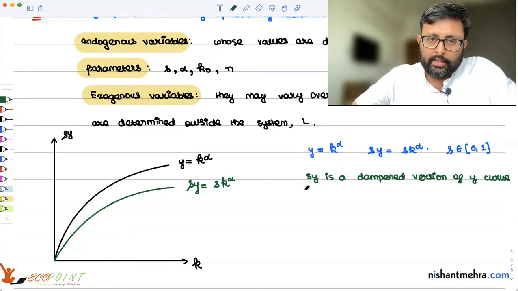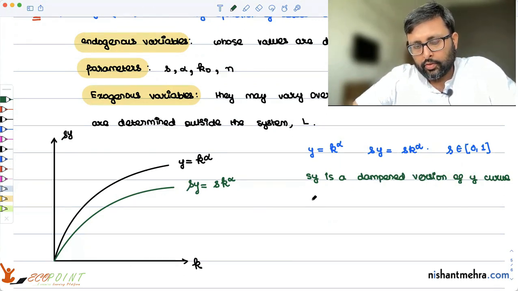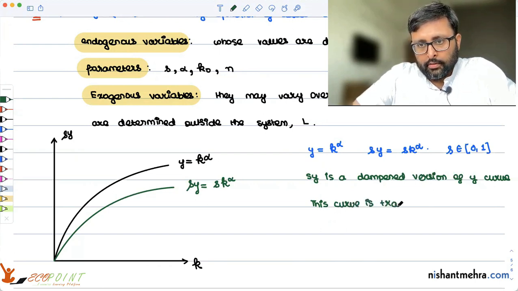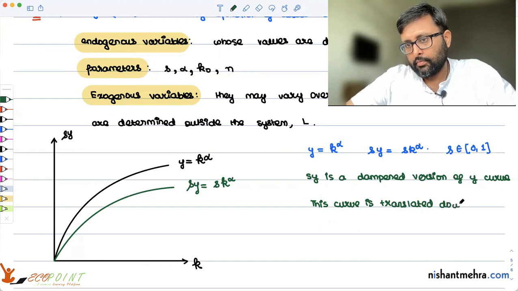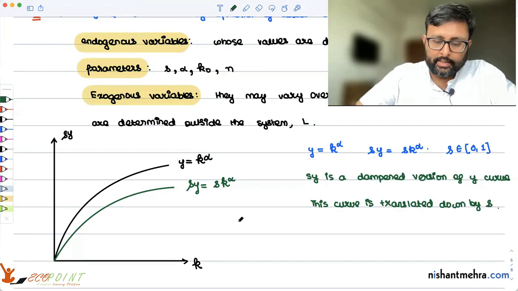Okay, this curve is translated down by small s. That's it, by a factor of s. So please write this curve, meaning small s into small y curve, is translated down by small s, right?